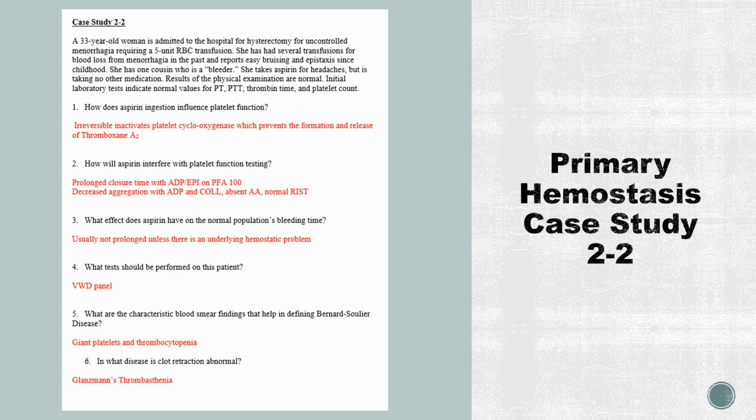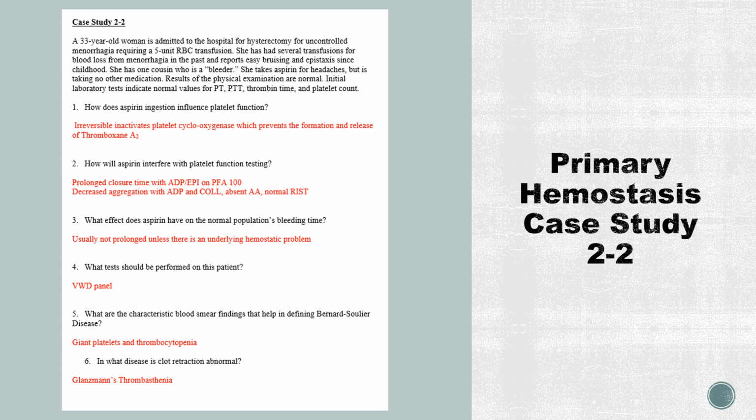Okay, so there are a couple of other platelet disorders that could be mistaken for von Willebrand's disease, and one of them is called Bernard-Soulier. Now, Bernard-Soulier has exactly the same aggregation pattern in terms of platelet agonists as von Willebrand's disease.